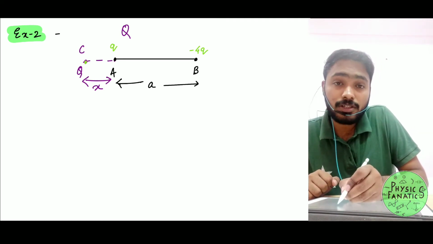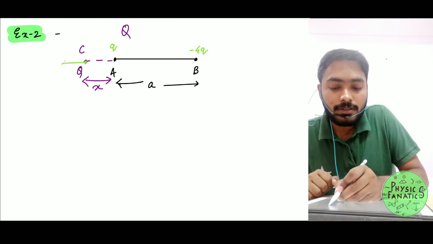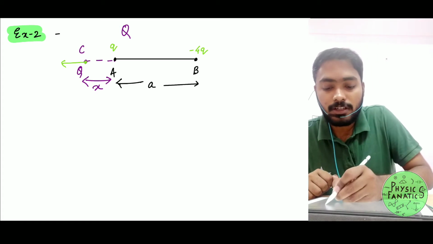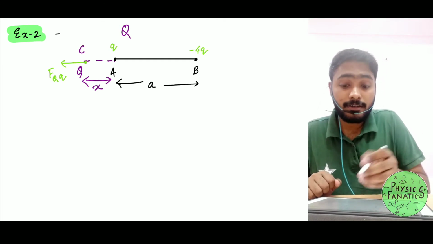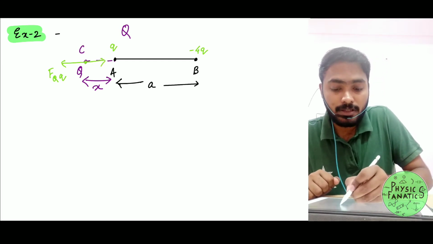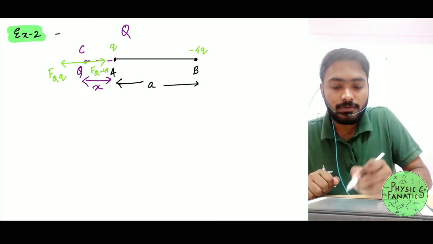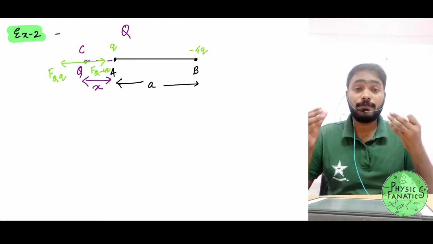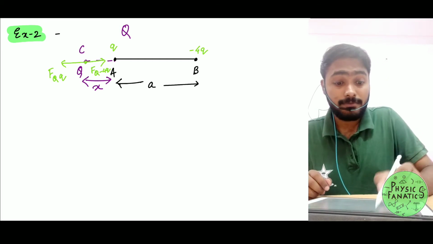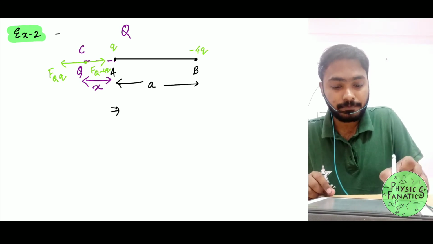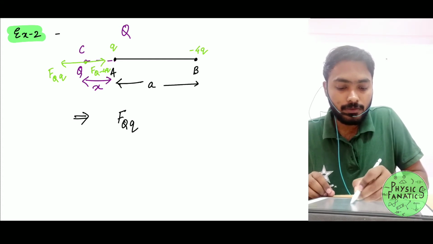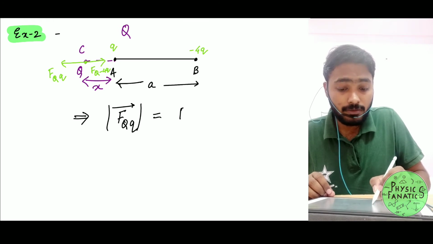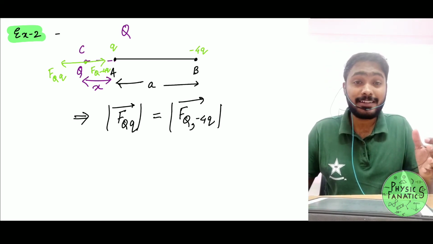Now let's apply Coulomb's law. Obviously this big Q charge is going to experience a force of repulsion because of the small q charge. Let me call it force on Q because of small q. And it's going to feel attraction because of the minus 4q charge. Let me call it force on Q because of minus 4q. According to our assumption, these forces are equal and opposite, so let's equate them. That means FQq in magnitude is equal to FQ(minus 4q) in magnitude.